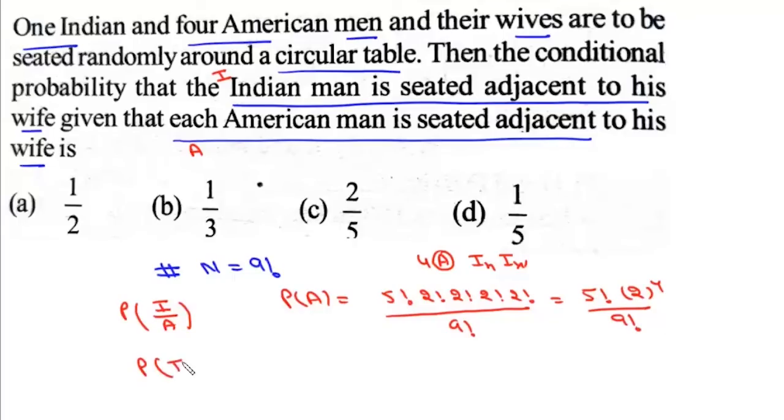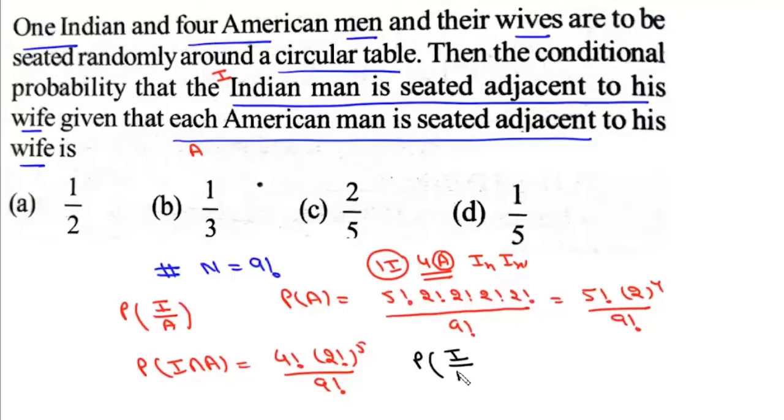Now we'll find this probability that I intersection A. Now in I intersection A, along with the 4 American couples, this Indian couple is also together. So now we have 5 objects which can be arranged in factorial 4 ways, and then these 5 couples can be arranged in factorial 2 to the power 5 ways, divided by factorial 9. Now we need to find this conditional probability that the Indian couple is together, given that the American men are with their wives. So this probability will be factorial 4 into 2 to the power 5 upon factorial 5 and 2 to the power 4. Now this probability simply will be 2 by 5, and that's your option C.